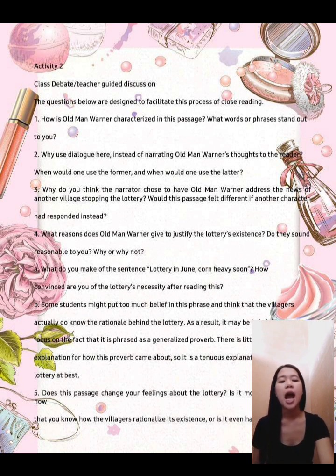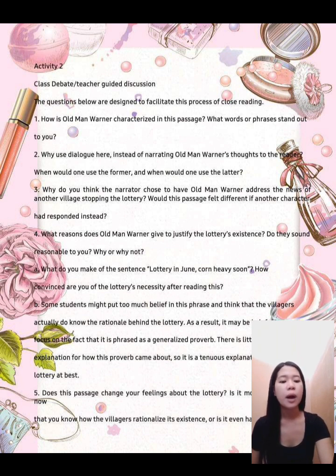Number 1. How is Old Man Warner characterized in this passage? What words or phrases stand out to you? Number 2. Why use dialogue here instead of narrating Old Man Warner's thoughts to the reader? When would one use the former and when would one use the latter?